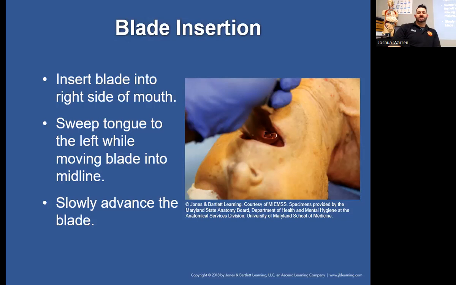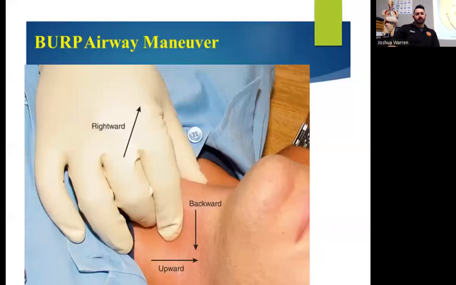Back in the day, we called this the Sellick maneuver, but it's now graduated to what's called the BURP maneuver. The BURP maneuver is backward, upward, rightward pressure. Basically you grab that patient's larynx and that part of the trachea and force it up to where it can be visualized. Have your partner grab that and shove it up there so you can actually see it better. Believe it or not, this works very well.